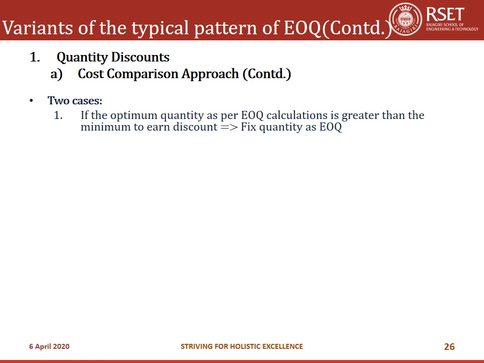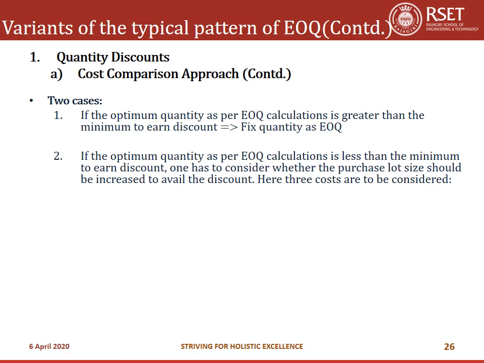You are fine. The second case is if the optimum quantity as per EOQ calculations is less than the minimum to earn the discount. That is, your EOQ is 5 units. You go to the vendor and the vendor says if you buy 8, I'll give you a 50% discount. So you have two options in front of you. Whether you stick to your EOQ and buy only 5 units, or if you want to go and purchase those 8 units and avail that 50% discount. So here 3 costs are to be considered.